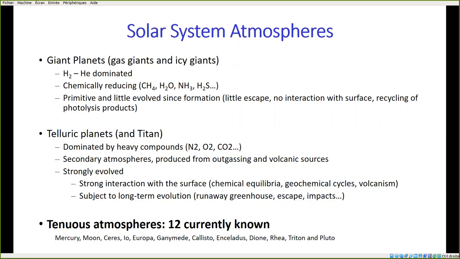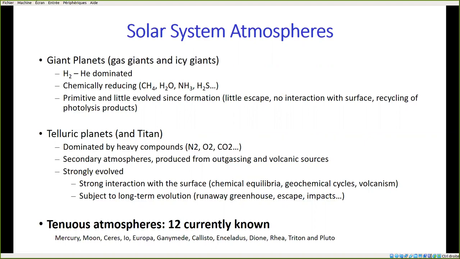However, in addition to these two broad classes, there are actually no less than 12 other planetary class objects that hold some atmosphere of some kind. And these bodies are, by increasing distance from the sun, Mercury, the Moon, Ceres, the 4 Galilean satellites, Io, Europa, Ganymede, and Callisto, 3 of Saturn's moons, Enceladus, Dione, and Rhea, and then Neptune's moon, Triton, and Pluto.